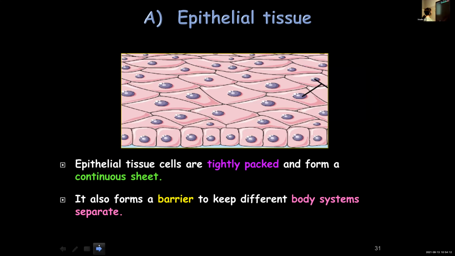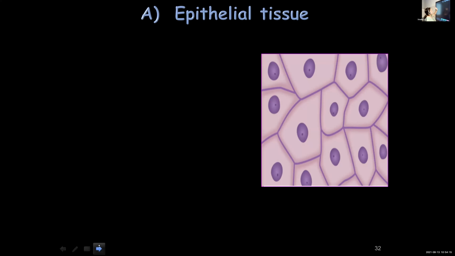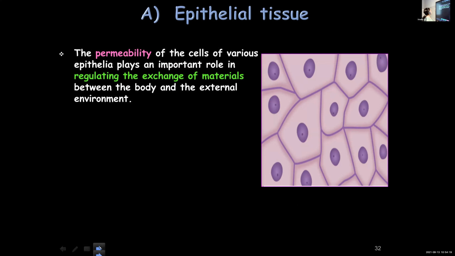Now let's learn more about epithelial tissues. The permeability of the cells of different epithelia plays an important role. Epithelia is plural, epithelium singular. The permeability of the cells present in an epithelial tissue plays an important role in the exchange of materials between the body and the external environment.